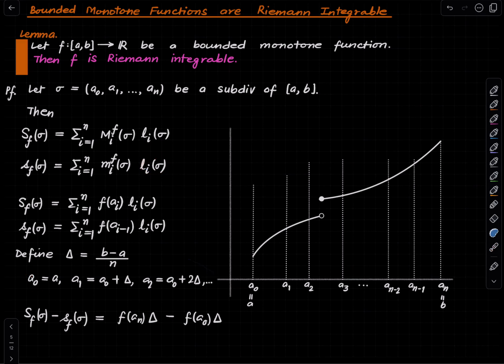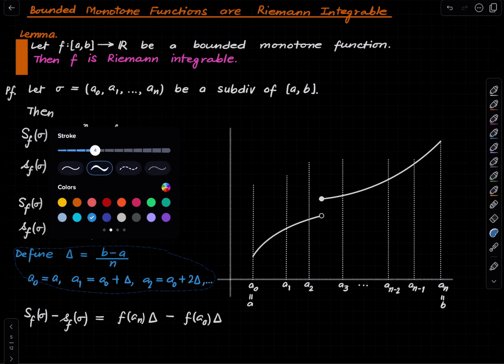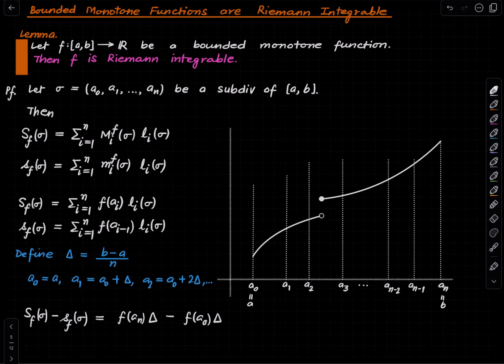Maybe I'll highlight it. Okay. So this of course goes down to 0 as n goes to infinity. Because f is a bounded function, f(an) minus f(a0) is bounded by some number, and delta is becoming smaller and smaller as n grows larger. So this certainly goes to 0, and that's it. Therefore, f is Riemann integrable.